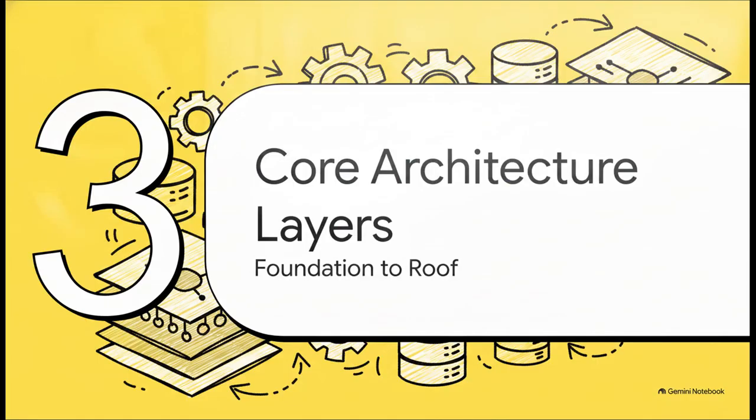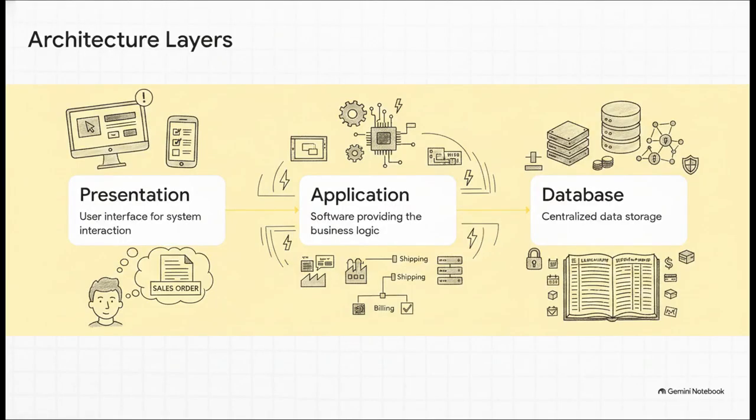That brings us to Section 3, the core architecture layers, going from the foundation all the way up to the roof. And this brilliantly illustrates how data flows across 3 core layers. First up, we have the presentation layer, which is basically the user interface. This is what you actually see, the graphical interface where you interact with the system, like when you're inputting a new sales order. That input then drops down into the application layer, which houses the business logic.